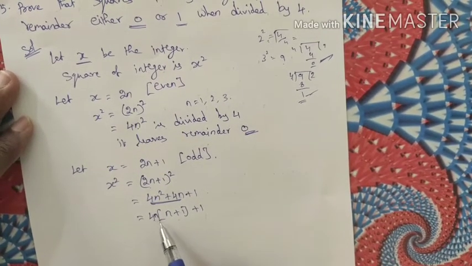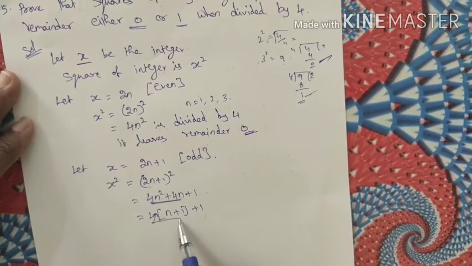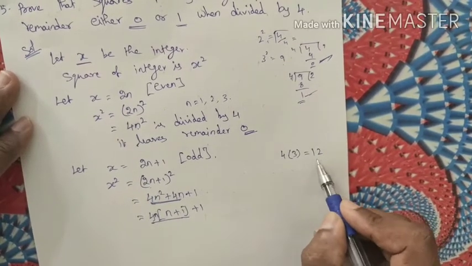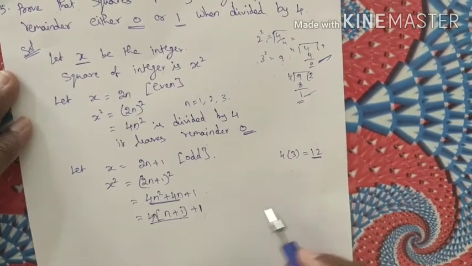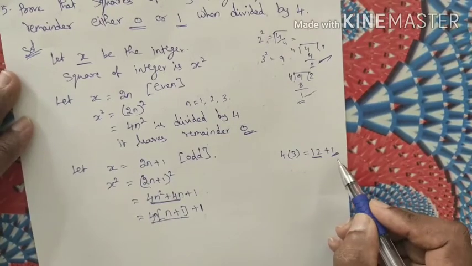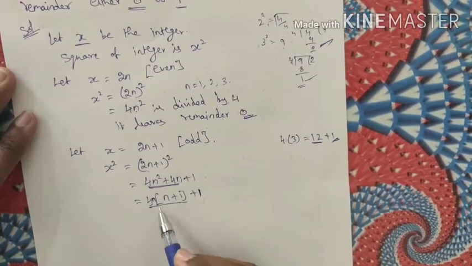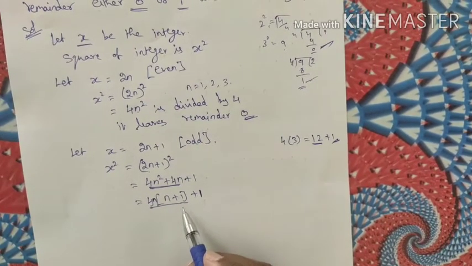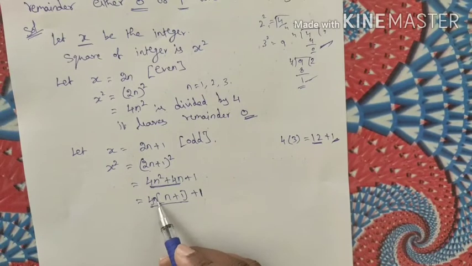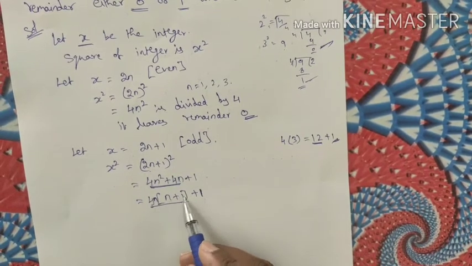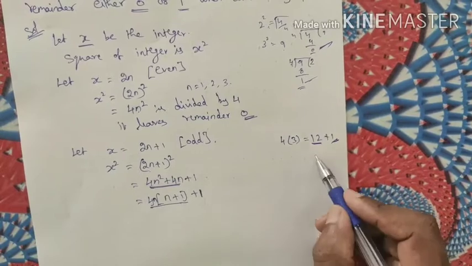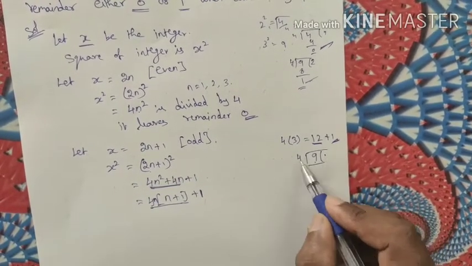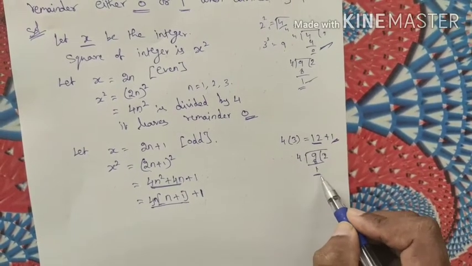So any number is multiplied with 4. Whatever the number, 4 into 3 is equal to 12. So the number 1 that is added is exactly the remainder, right? So 4 into any number, n into (n plus 1), may be an even number or odd number, whatever it may be, plus 1. Suppose I choose n is equal to 1, what do you get? 1 plus 1 is 2, so 4 twos are 8, 8 plus 1 is 9. So 9 is divided by 4, we get the remainder as 1, 4 twos are 8. That is the form.